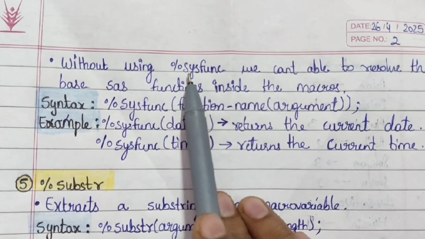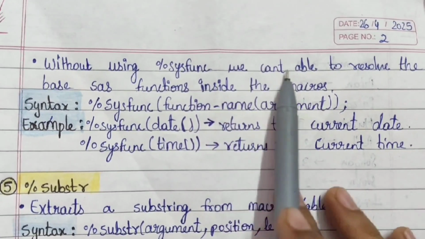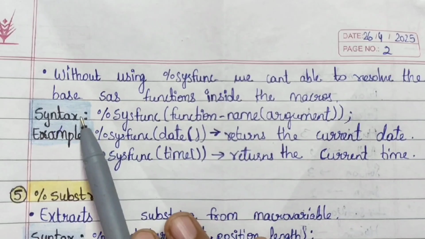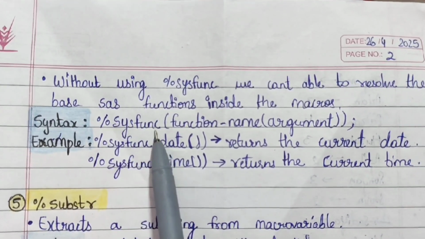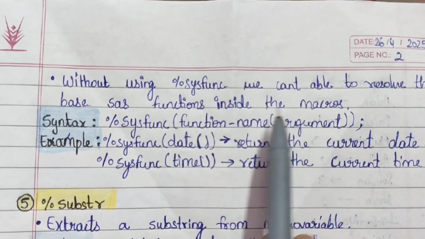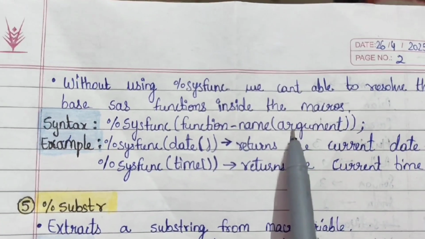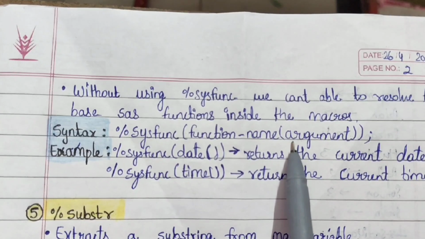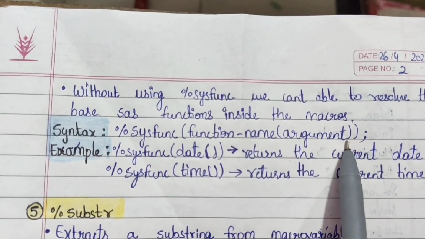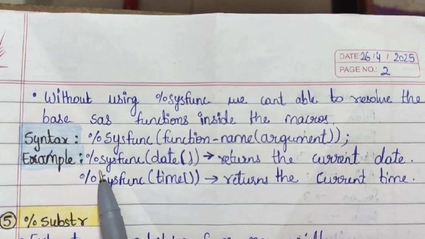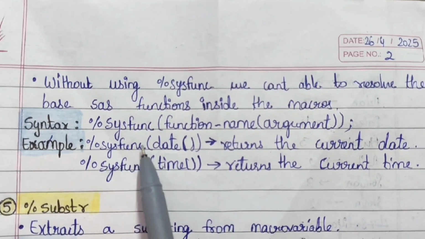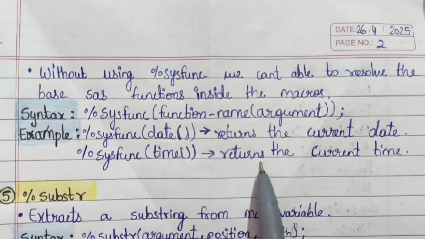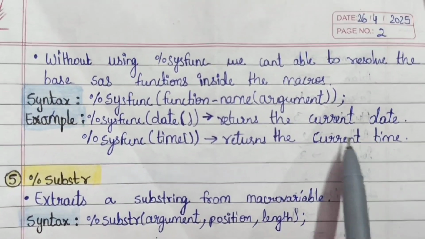Without using the %SYSFUNC function, we can't resolve the base SAS functions inside macros. This answer you have to give. You can see the syntax here: %SYSFUNC, open parenthesis, you give the function name, then the argument within the parentheses, then close the parenthesis, semicolon. You can see the example here: %SYSFUNC with date and time, which returns the current date and the current time.